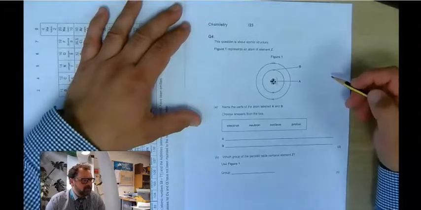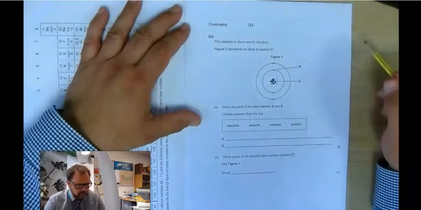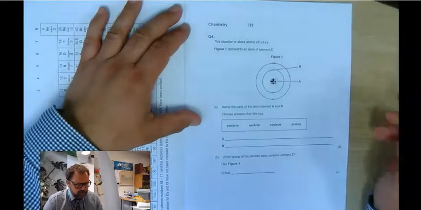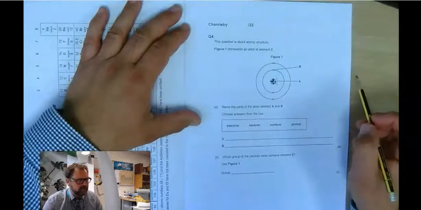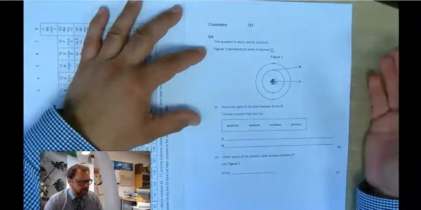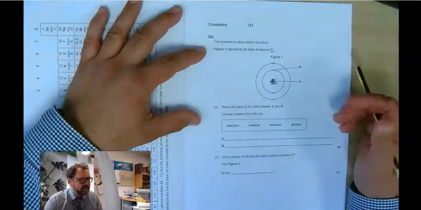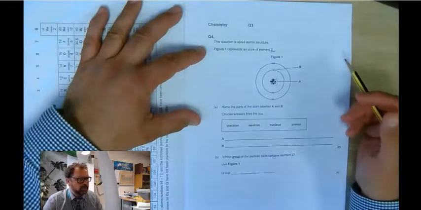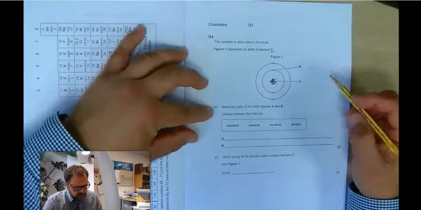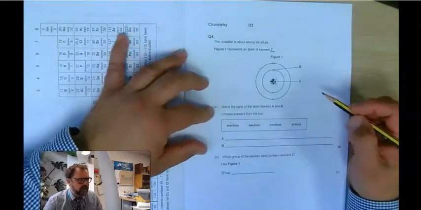Okay, let's crack straight on with the chemistry section. Question 4 in your test is about atomic structure, and figure 1 represents an atom of element Z. Z is just being used here to give this thing a name. It isn't a symbol. We're not going to find Z on the periodic table. Let's go straight into the question. Name the parts of the atom labelled A and B.